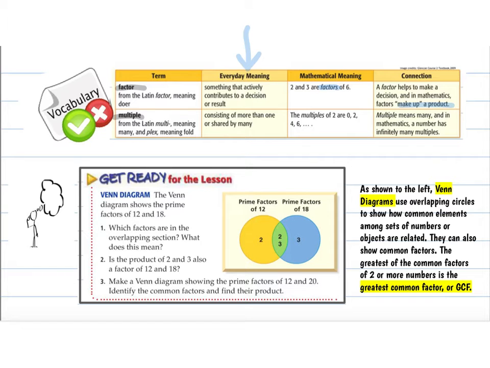Here, a Venn diagram is another vocabulary word: overlapping circles that show how common elements among sets of numbers are related. So this can help us show common factors. If we list the primes of 12 and the primes of 18, we'll see that they share 2 and 3, so they would share a factor of 6. That'll make more sense as we go on, but think about that vocabulary. No need to scramble and write all this down, but I would definitely review the vocab for factor, and that Venn diagrams just show us things in common.